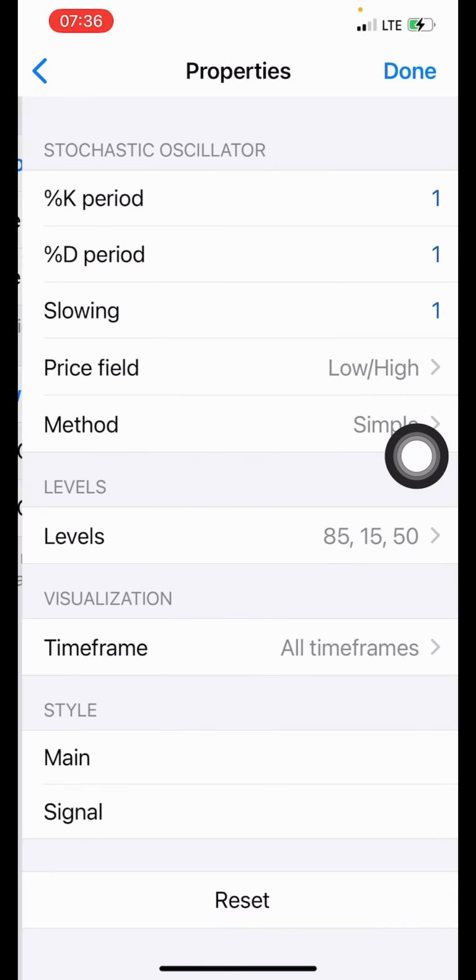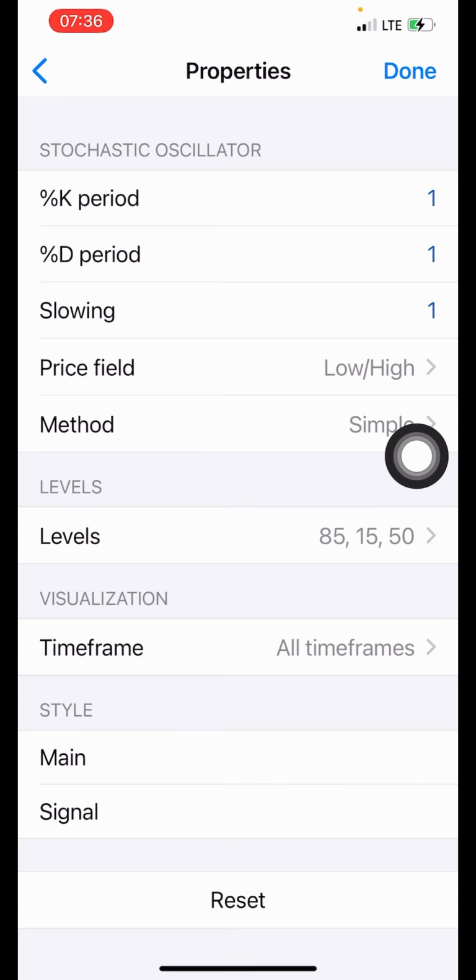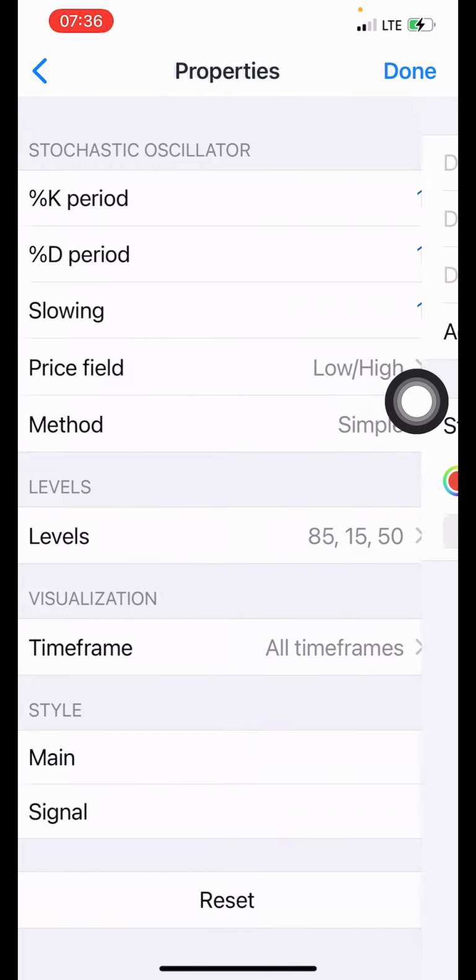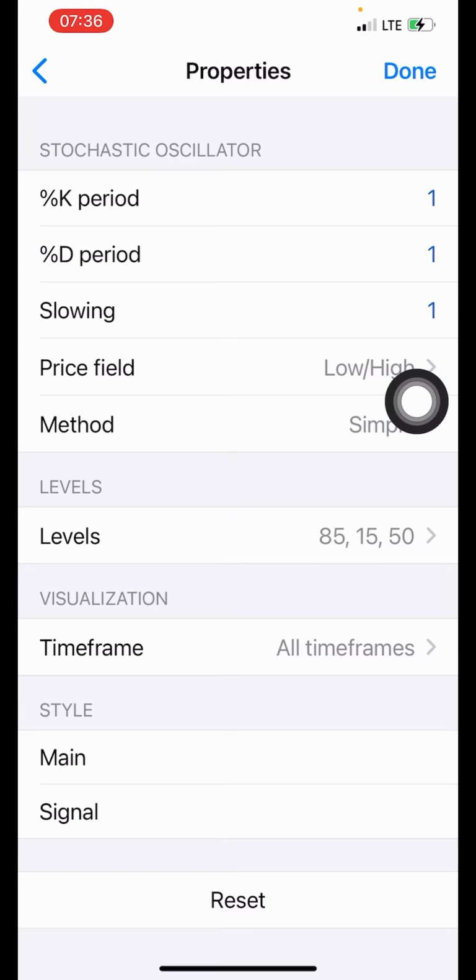You search for your stochastic oscillator. This one here is for the level. So you make everything here 1. Price field is low high, method is simple. The level, you set it to 85, 15 and 50. This is our TP level, the first TP, so you set it to 50. You make the color red, 3 pixel, you click on done.